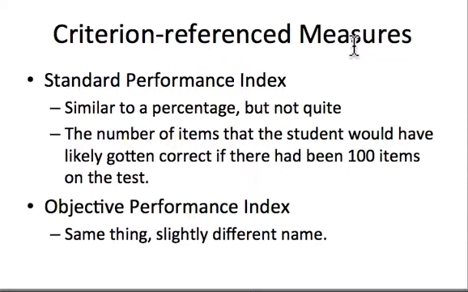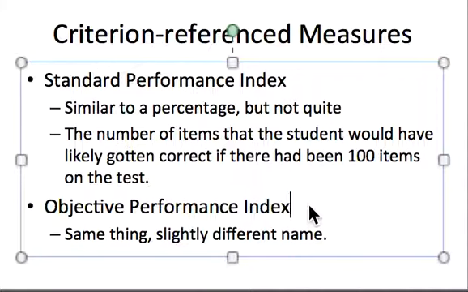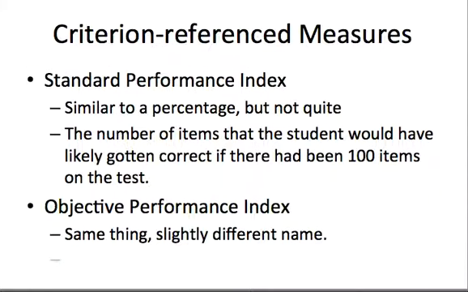Now, they factor into this the difficulty of the items, possible guessing factors, and basically using a lot of fancy probability functions. And they come up with it, but it's basically like the percentage of questions you got right. It's pretty close to that typically, and it's a simple way to think about it. Sometimes this is called the Objective Performance Index. Again, it's the exact same thing, just a slightly different name.